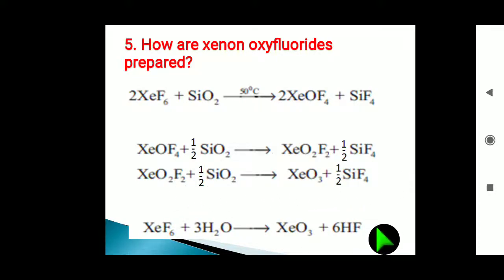Okay, the last equation. XeO3. Make it 3, 3 H2O. Oxygen left side, right side balance. Hydrogen left side 6, 3 into 2, 6. So make it 6, 6 HF. Fluorine 6. Left side also 6. So all the equations are balanced.